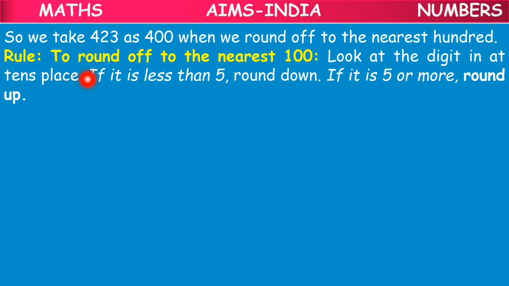Let us look at the rule to round off to the nearest 100. Look at the digit in the tens place. If it is less than 5, round down. If it is 5 or more, round up.